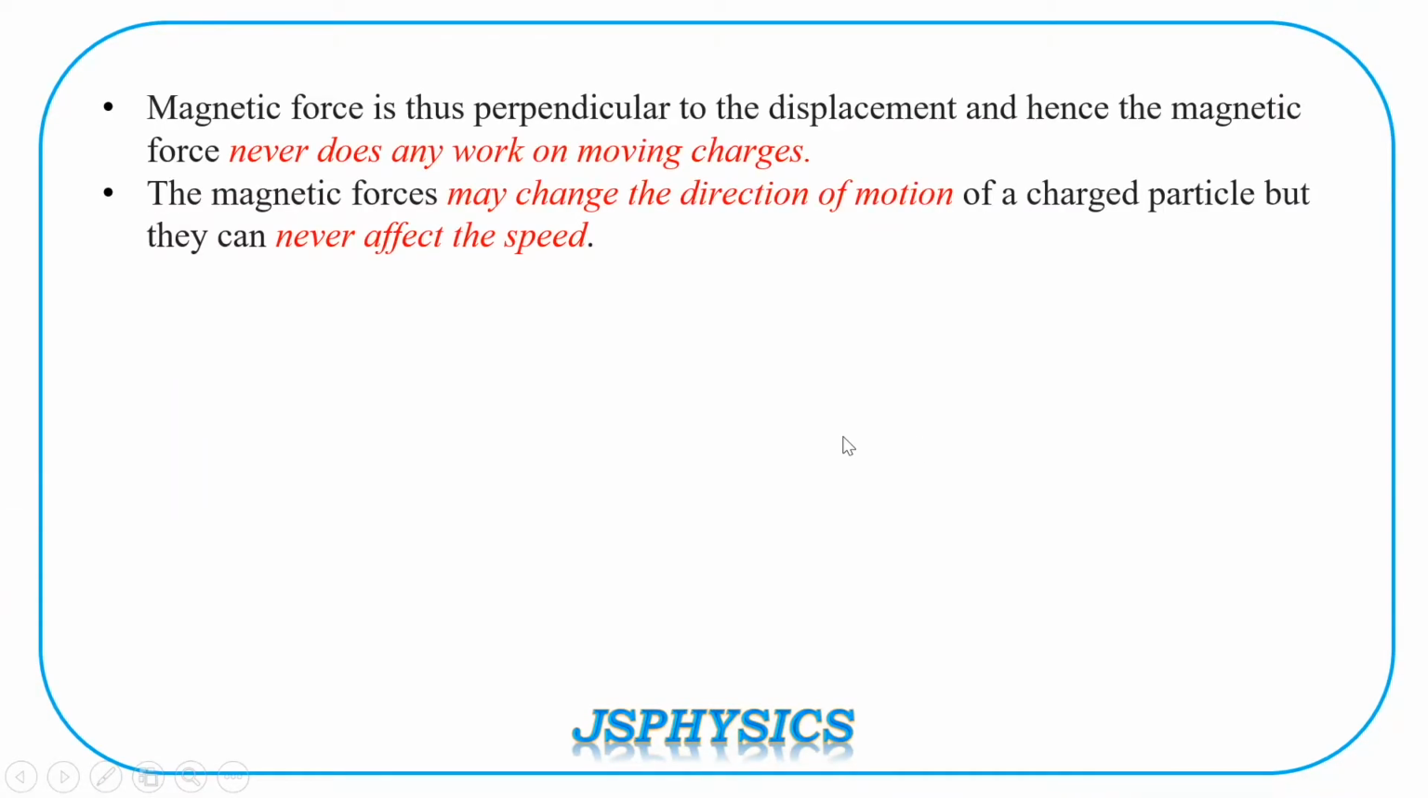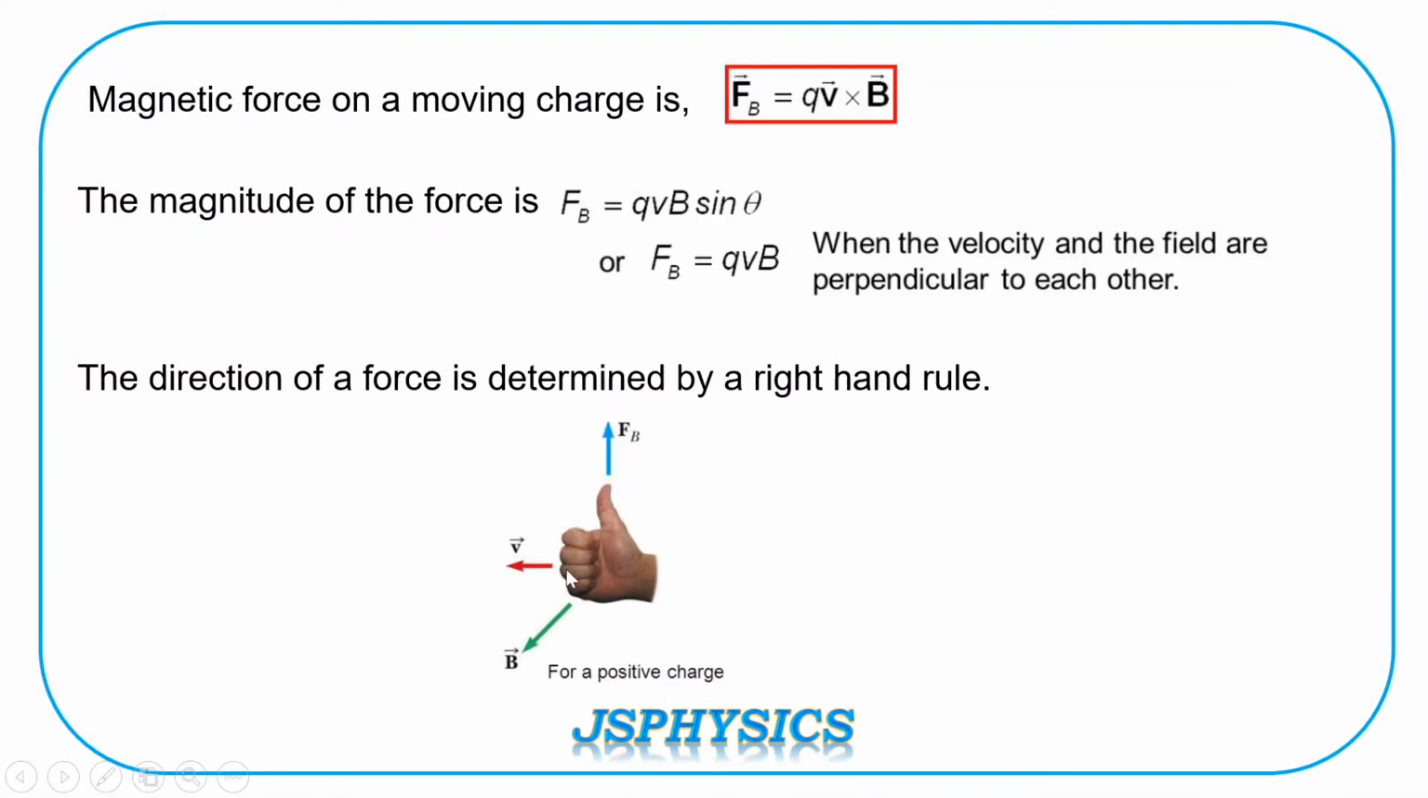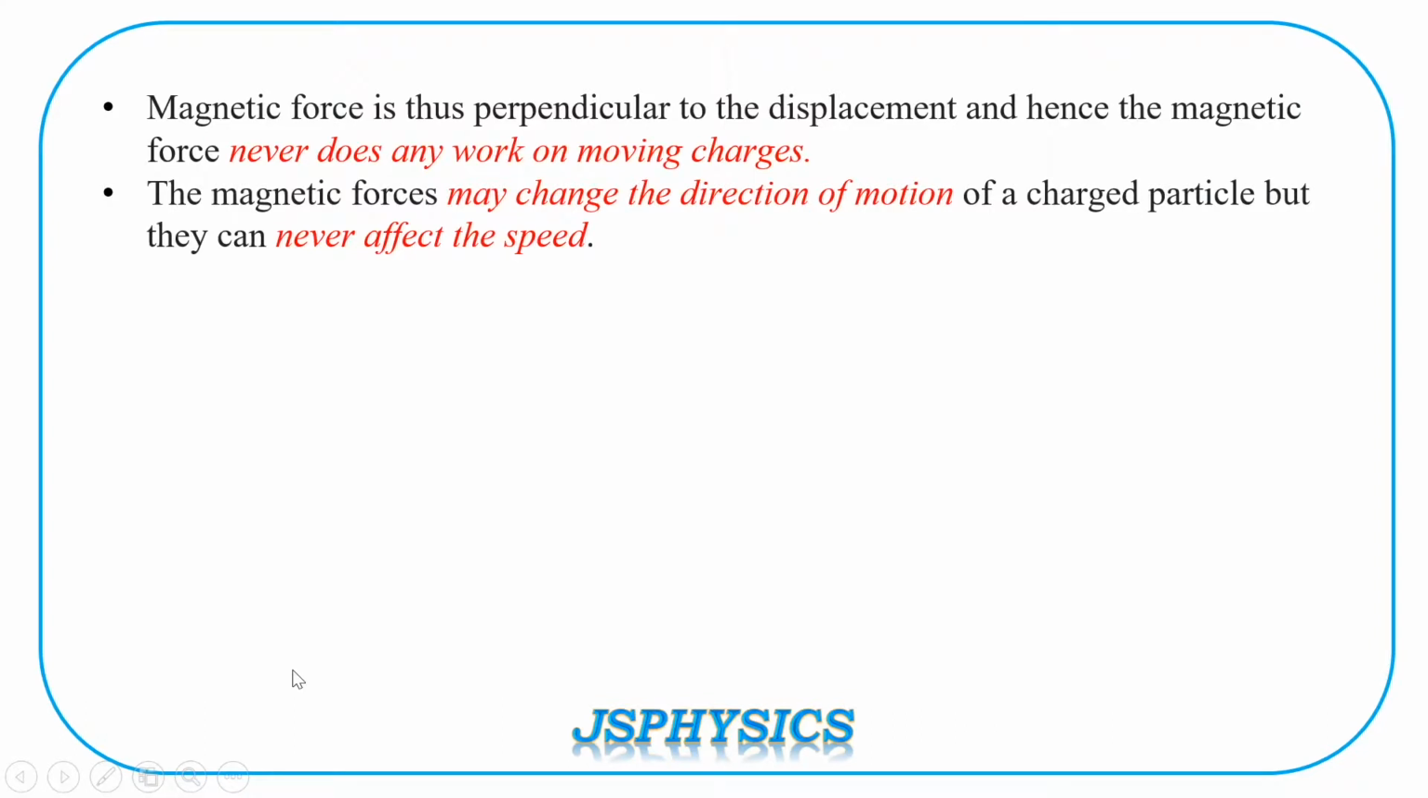Now, in that case the force will always be perpendicular to the displacement, and that's why the work done by the magnetic force on the moving charge is always zero. We can see here in the diagram that the magnetic force and velocity are always mutually perpendicular, and that's why F dot v becomes zero, which means the work done is zero. So no work is done by the magnetic force on the moving charge.